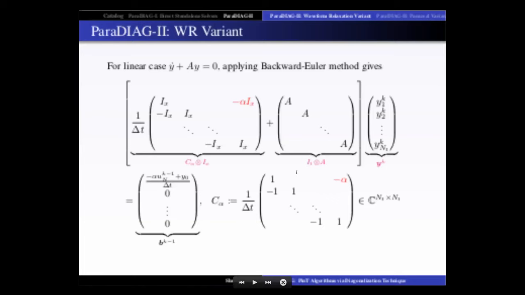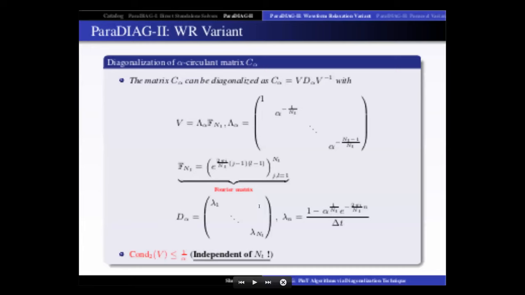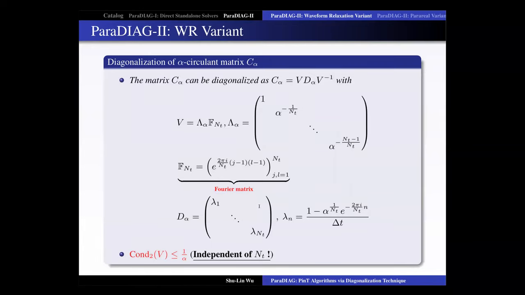At the discrete level, we can also write down the difference equations as an all-at-once system. This part comes from the head and the tail coupled condition. C alpha is an alpha circulant matrix, and it is well known that an alpha circulant matrix can be diagonalized with an explicit formula for the eigenvector matrix. The eigenvector matrix V is given by the diagonal matrix lambda alpha times the Fourier matrix FNT. This is the Fourier matrix.